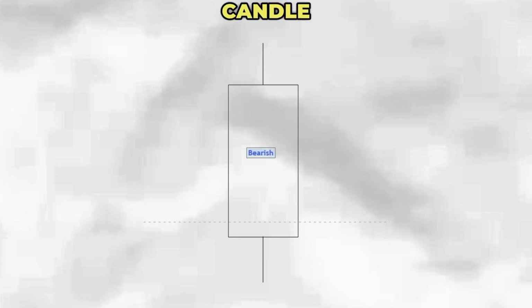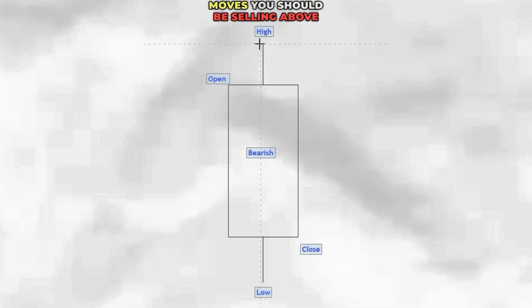With a bearish candle, you have an open, a high, a low, and a close. And if you want to take part in bearish moves, you should be selling above the open of this candle. Price is fractal, which means these candles apply on every single time frame.